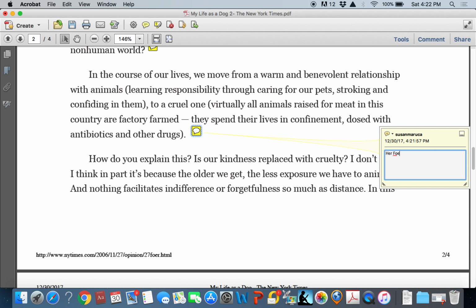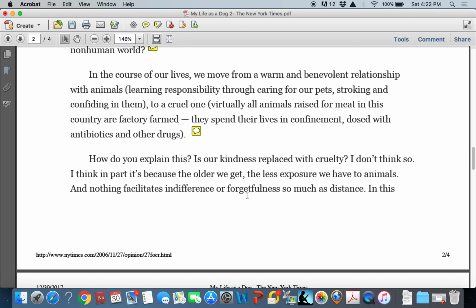Here, he shows the timeline from a loving relationship with animals to a cruel relationship with animals, specifically the factory farms where animals are confined and drugged. Okay.